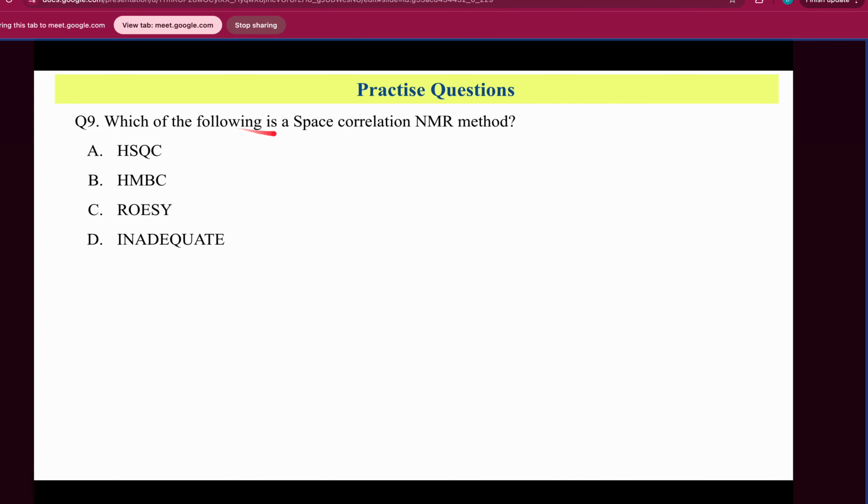So next question is, which of the following is a space correlation NMR method? Option A is HSQC, option B is HMBC, option C is ROESY, and option D is INADEQUATE.